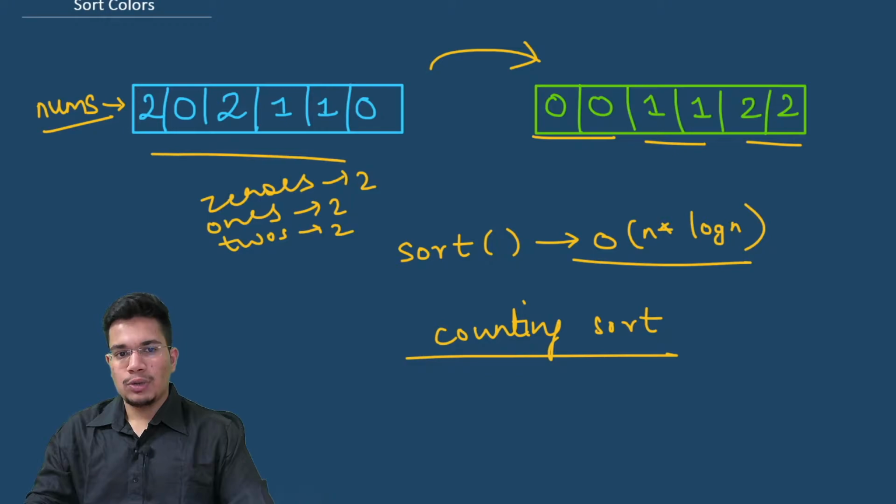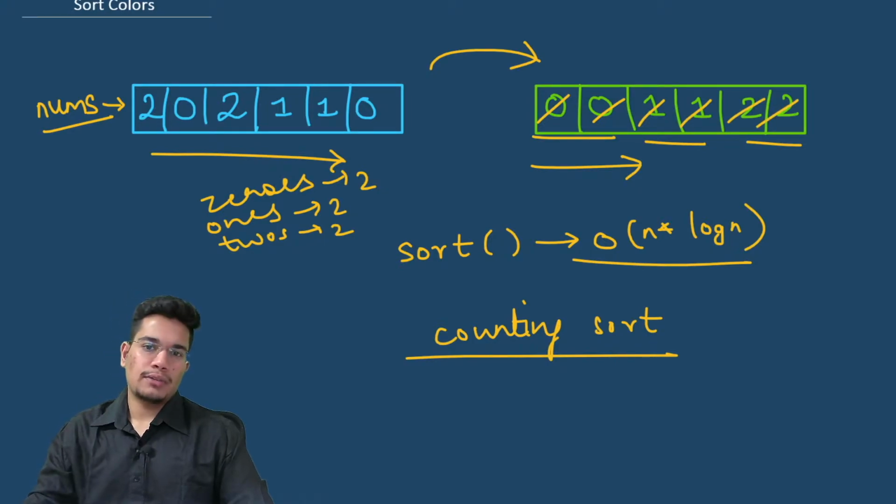Once you've iterated over all the elements and counted them, you again iterate over the entire array and overwrite elements depending on the frequency. So the first two elements, you write them as 0. Then the next two elements, you write them as 1, as many ones as you have. And then for the remaining elements, as many twos as you have, you simply write them as 2.